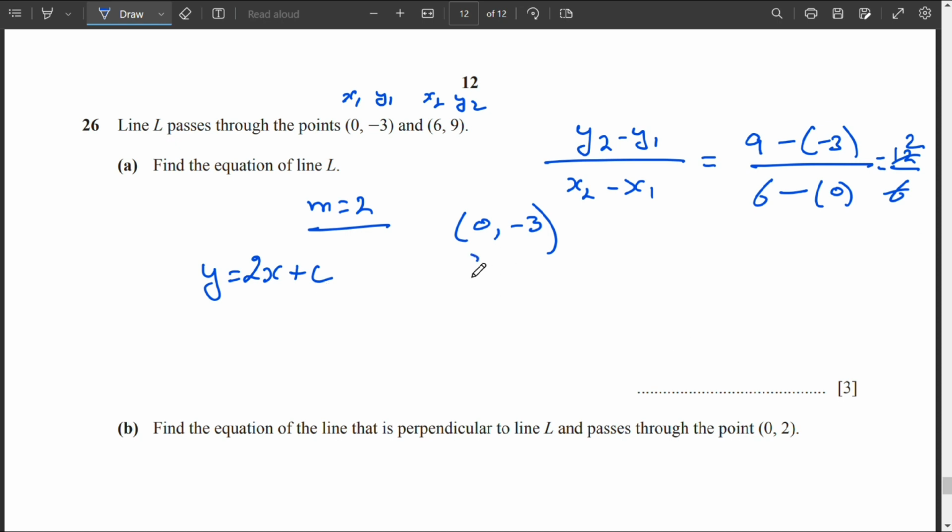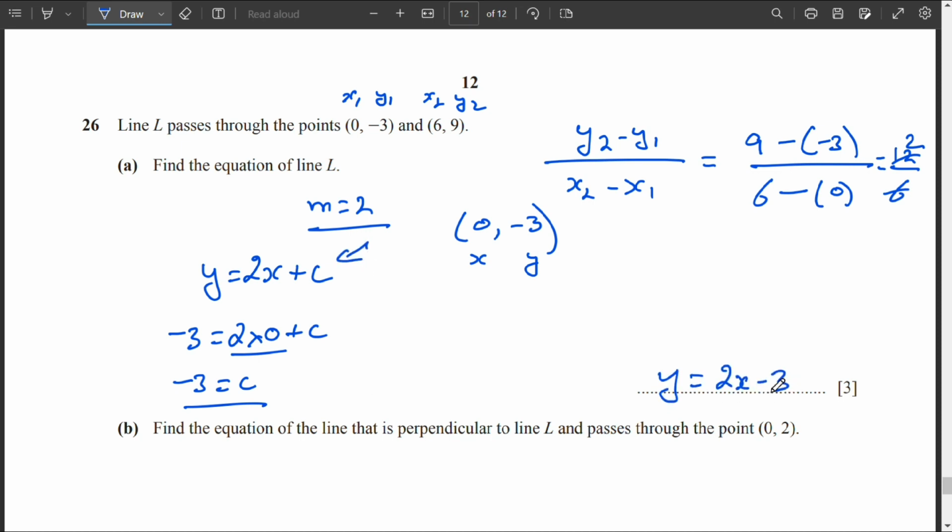So substitute x as 0, y as -3. So this is -3 = 2 into 0 + c. So this will become 0. So basically what is c? c is -3. So substitute c as -3 in this equation. You get y = 2x - 3 as the equation of this line.